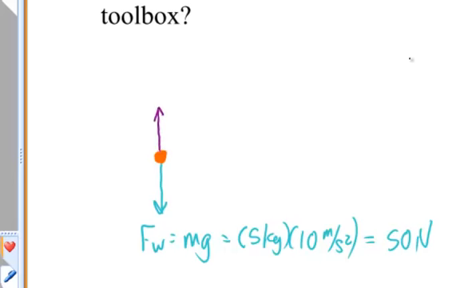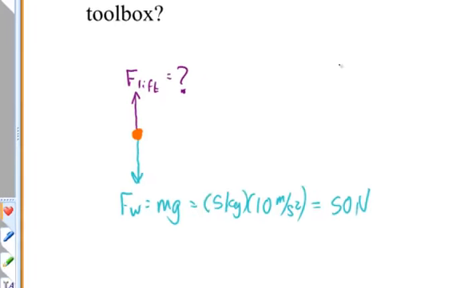We'll represent that as an arrow in the upward direction. As the toolbox rises at a constant speed, we want to know what force the girl has to apply to keep the toolbox moving at a constant speed. We apply Newton's second law.